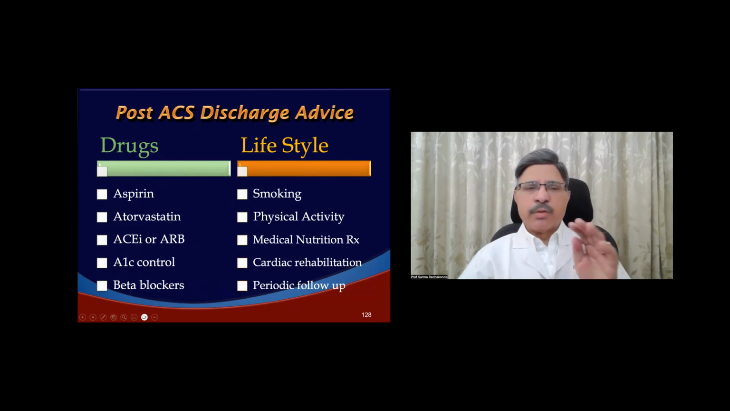This is very important. What do you prescribe? How much aspirin? 75 to 150. Atorvastatin, minimum of 20 milligrams, or rosuvastatin, maybe 40 milligrams. If you are using atorvastatin, 80 milligrams, or 40 milligrams minimum you have to use. ACE inhibitors, ramipril, perindopril are preferred agents. A1C control, preferably with insulin or other modern drugs. Beta blocker, carvedilol, metoprolol, bisoprolol, any one of the newer beta blockers. Lifestyle, smoking stopping, physical activity, medical nutrition, cardiac rehabilitation, and follow-up.